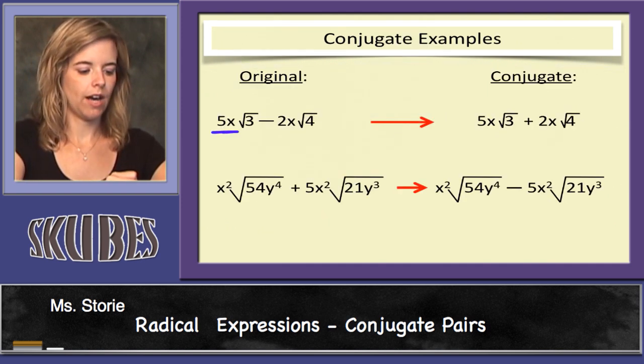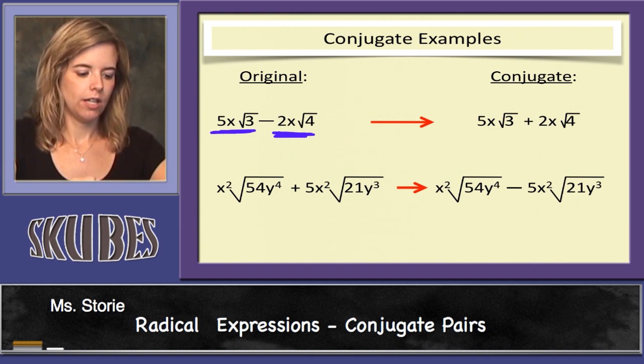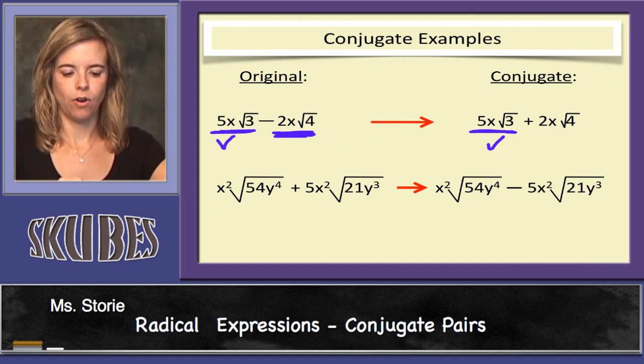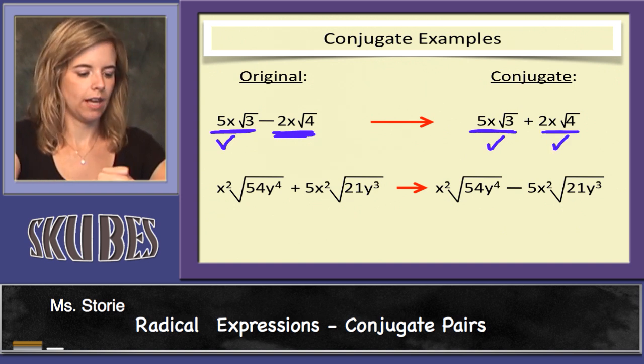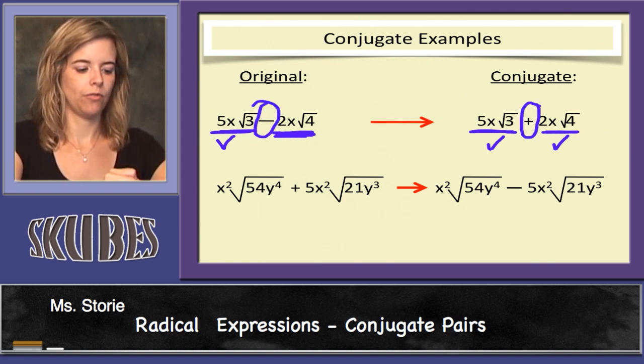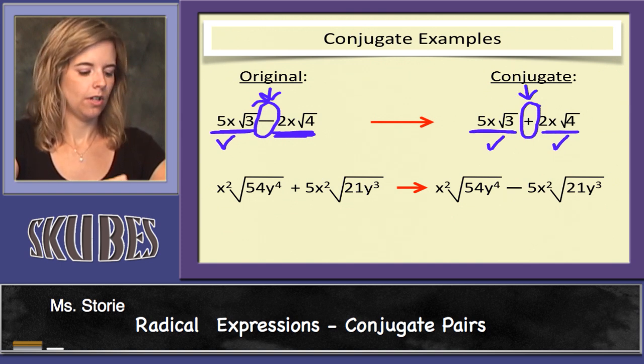So let's take a look. I've got 5x radical 3, negative 2x radical 4. What happened when I changed it? 5x radical 3, exactly the same. 2x radical 4, the same, and here's the difference. This was what made it a conjugate. It went from a negative to a positive in between the two terms.